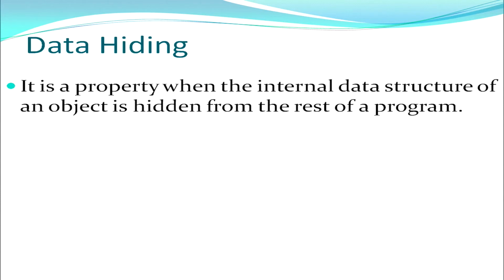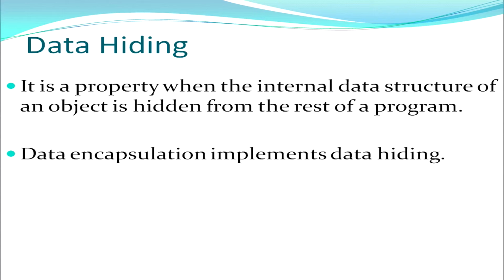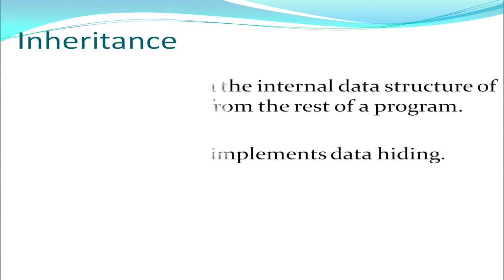The property in which the internal data structure of an object is hidden from the rest of the program is data hiding. So, data encapsulation actually is implementing data hiding. It is the manner in which data hiding is actually done using classes, by combining the data and the associated functions into a single entity called class.